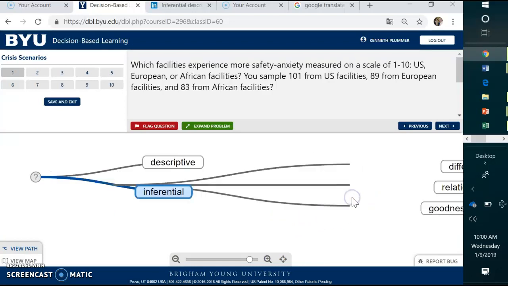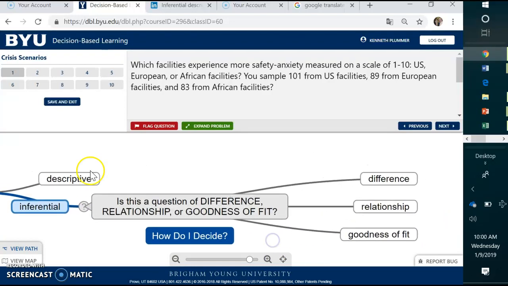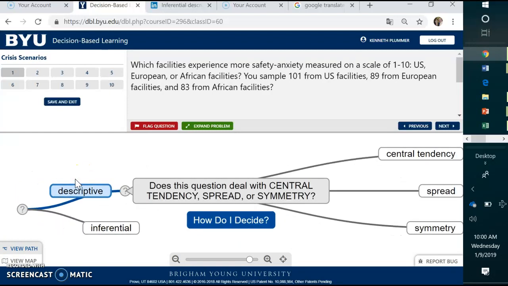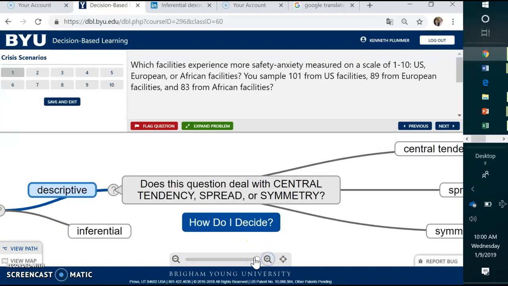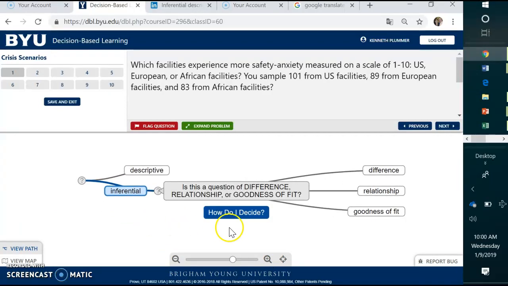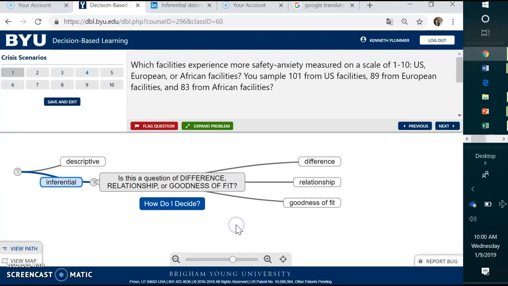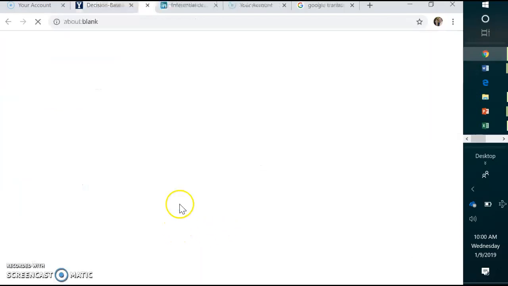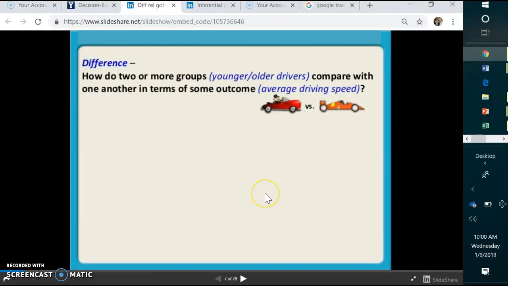Okay, so we're going to click on inferential. Up comes the next question. Now, if we had selected descriptive, that would have sent us down a different pathway. But since it is inferential, we'll go this way. Okay, Chris, the next question, is this a question of difference, relationship, or goodness of fit? So let's see how we're going to decide that.